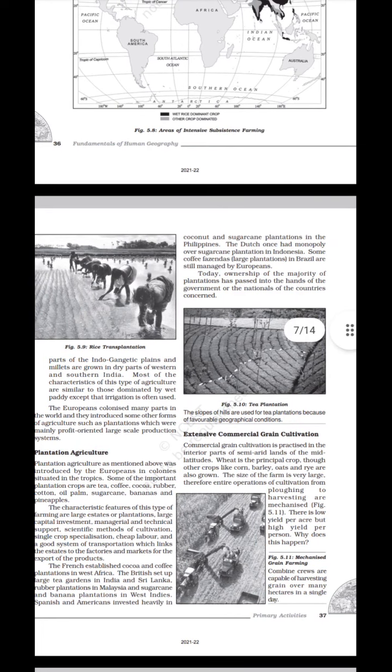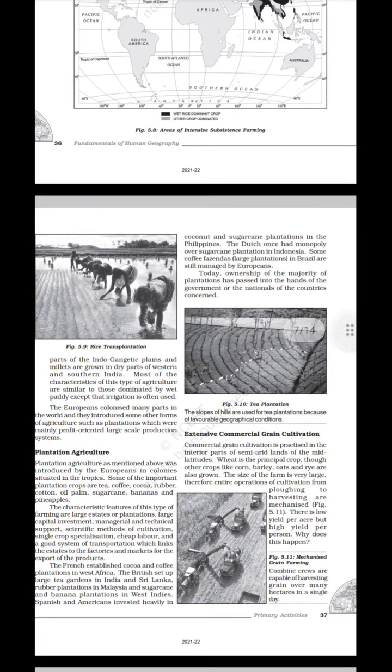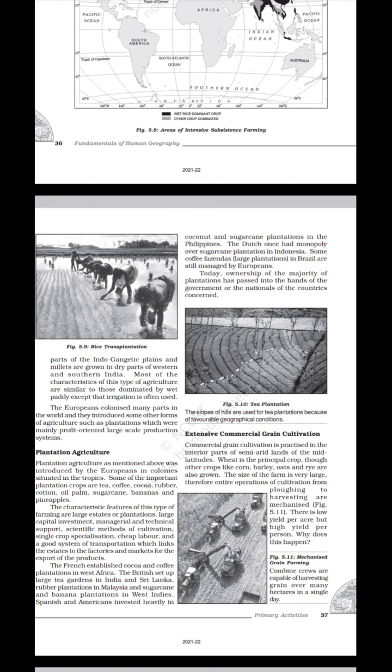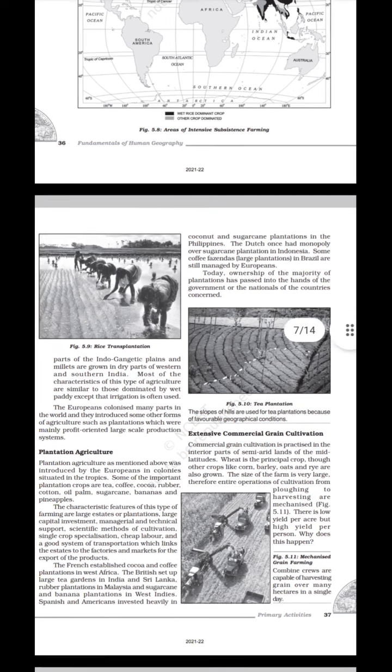Extensive commercial grain cultivation. Commercial grain cultivation is practiced in the interior parts of semi-arid lands of the mid-latitudes. Wheat is the principal crop, though other crops like corn, barley, oats, and rye are also grown. The size of the farm is very large, therefore, entire operations of cultivation from ploughing to harvesting are mechanized. There is low yield per acre but high yield per person. Why does this happen? Combine crews are capable of harvesting grain over many hectares in a single day.